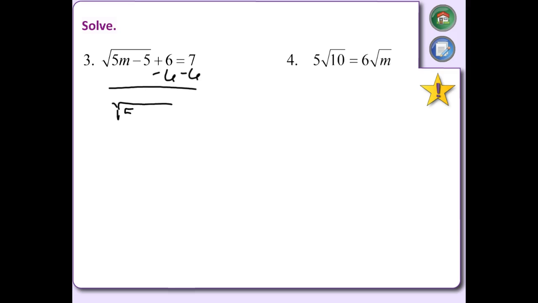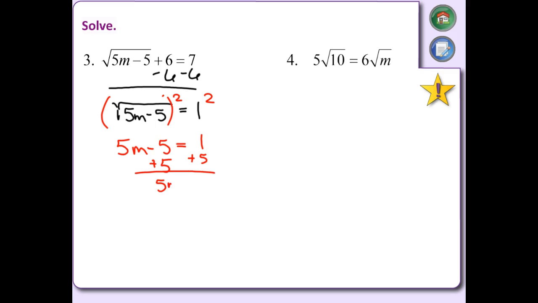And so now I've got the square root of 5m minus 5 equals 1. And now I can square both sides to get m out of the house. So we have 5m minus 5. 1 squared is 1. We're going to add 5 to both sides. So now I have 5m equals 6. So m equals 6/5.